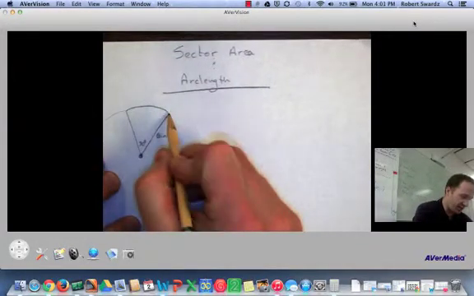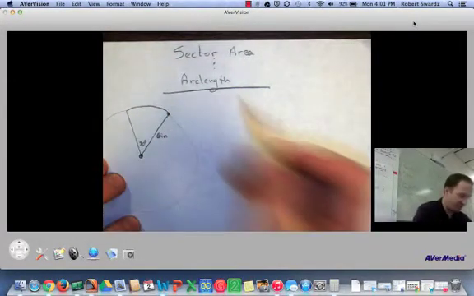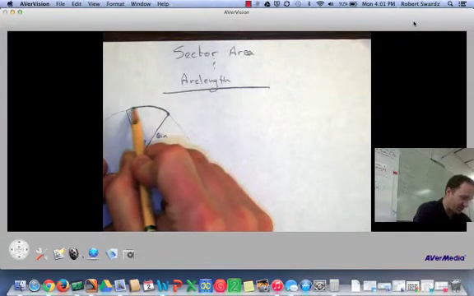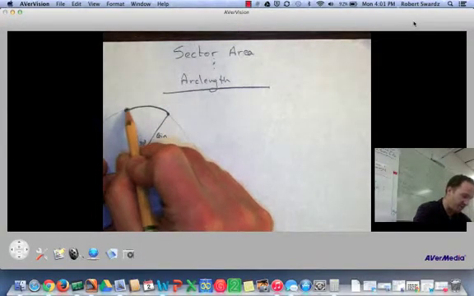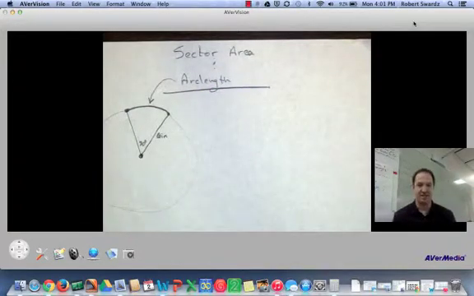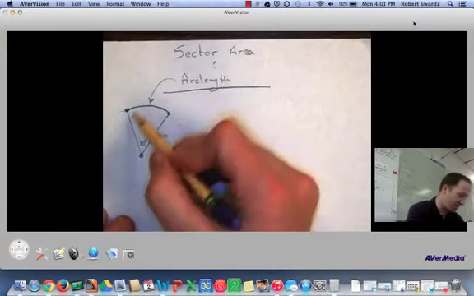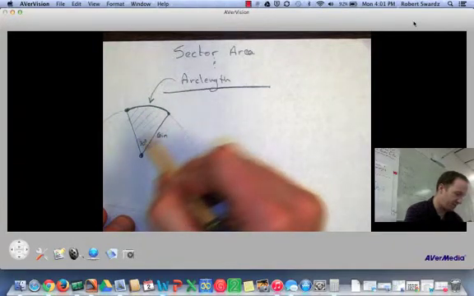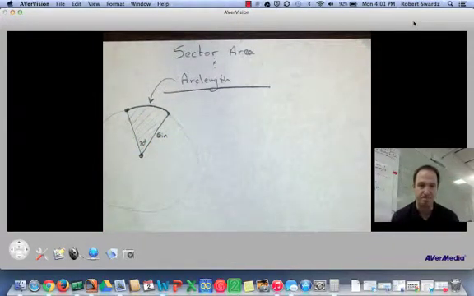And the arc length refers to the amount, if we're talking about pizza, the amount of crust on the pizza. So the distance from there to there. So arc length is that distance, and sector area is the area of this whole thing.